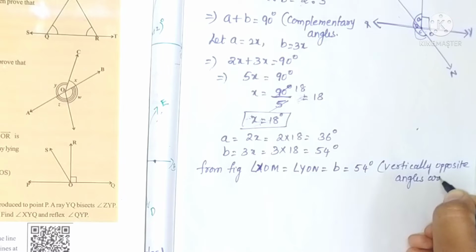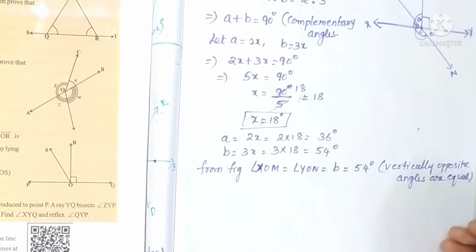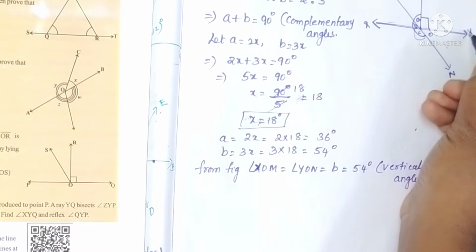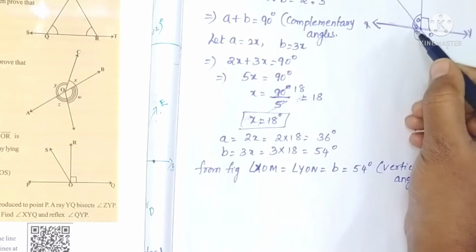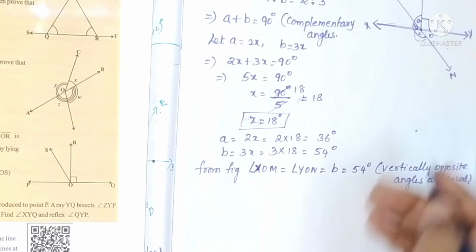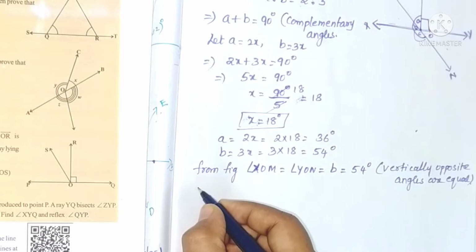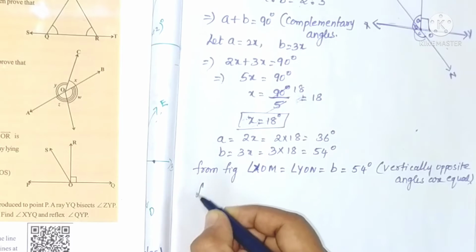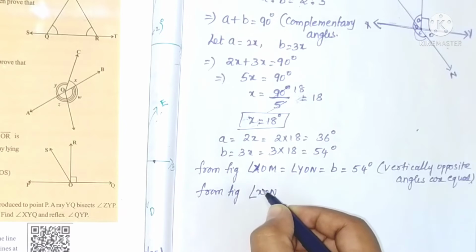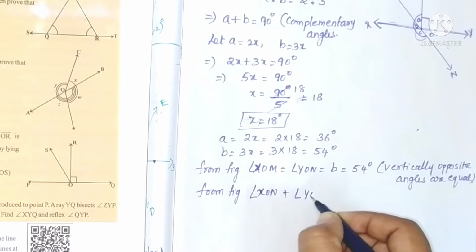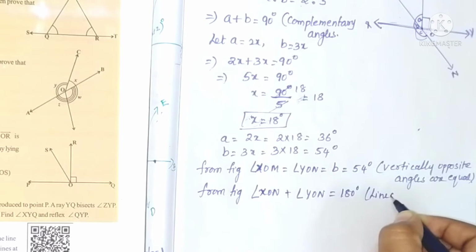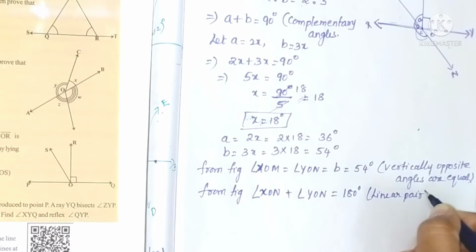Okay? Vertically opposite angles are equal. This is the reason. And now you see again from the figure, this angle XON, this C, and angle YON, both the angles form this straight line, right? So we can say they are a linear pair. So from the figure, angle XON plus angle YON is equal to 180. Why? Because they are a linear pair.